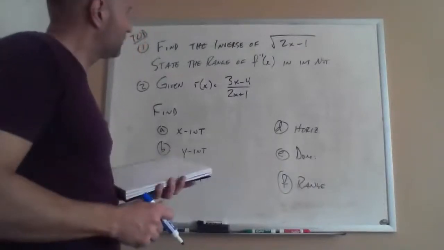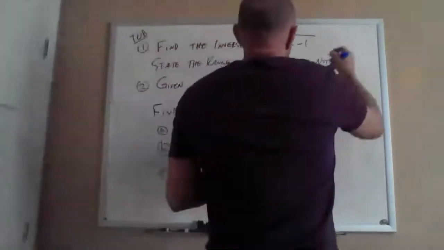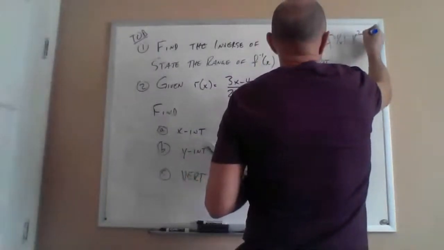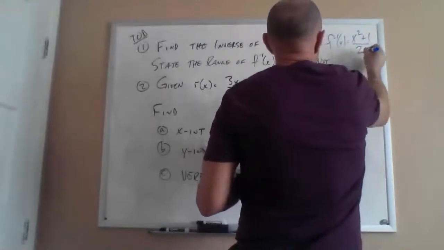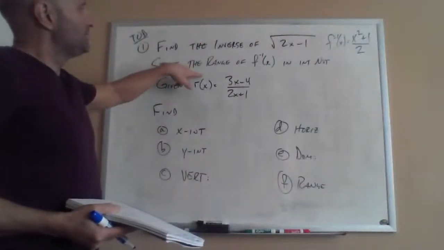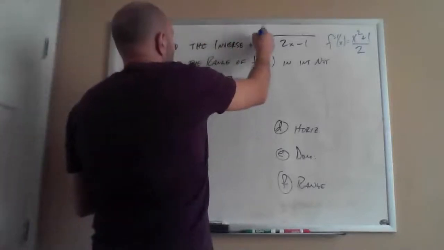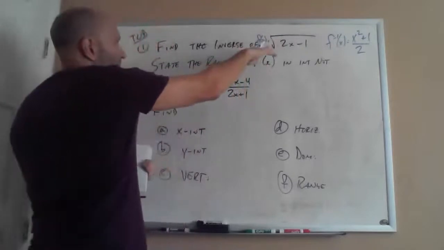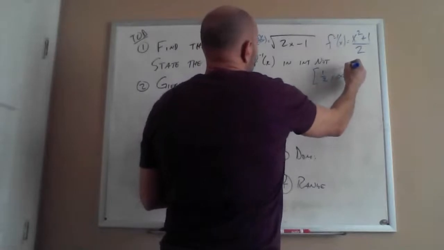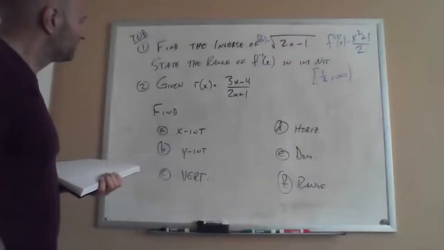All right. So, for the first one, the f inverse of x is x squared plus 1 over 2. And then the range of f inverse is what? It's the domain of the original function. So if this is f of x, it's the domain of this guy. So what's the domain of this one? It's 1/2 up to infinity. So that's the answer for number 1.